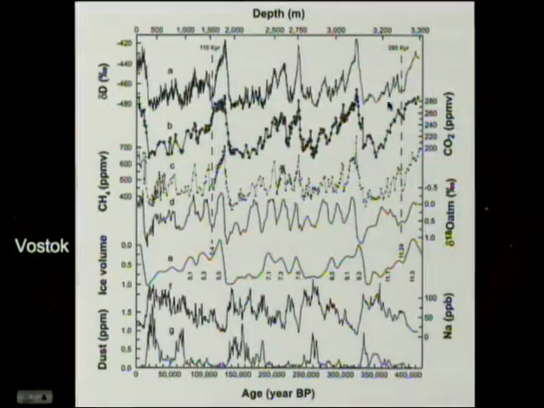Here's the Vostok core, and you can see they have deuterium, CO2, methane, and oxygen 18. They have something called ice volume, which is a bit interesting, how much is being deposited per year. And of course, that means that you have to know what the years are. And then they have the amount of dust in it and the amount of sodium. This is, I think, the sodium, and that's the dust. And yes, there's some correlation between them.